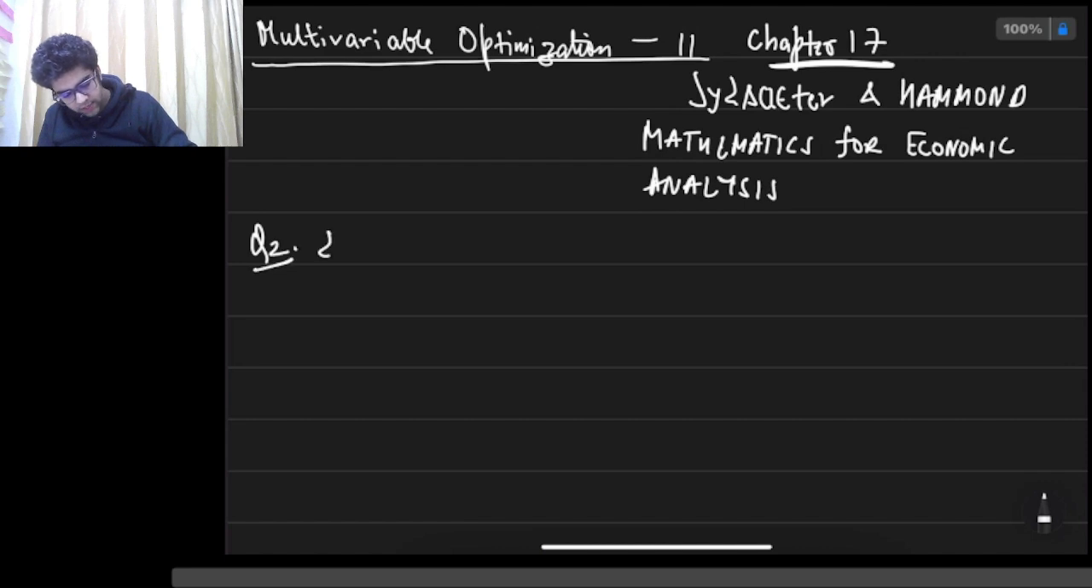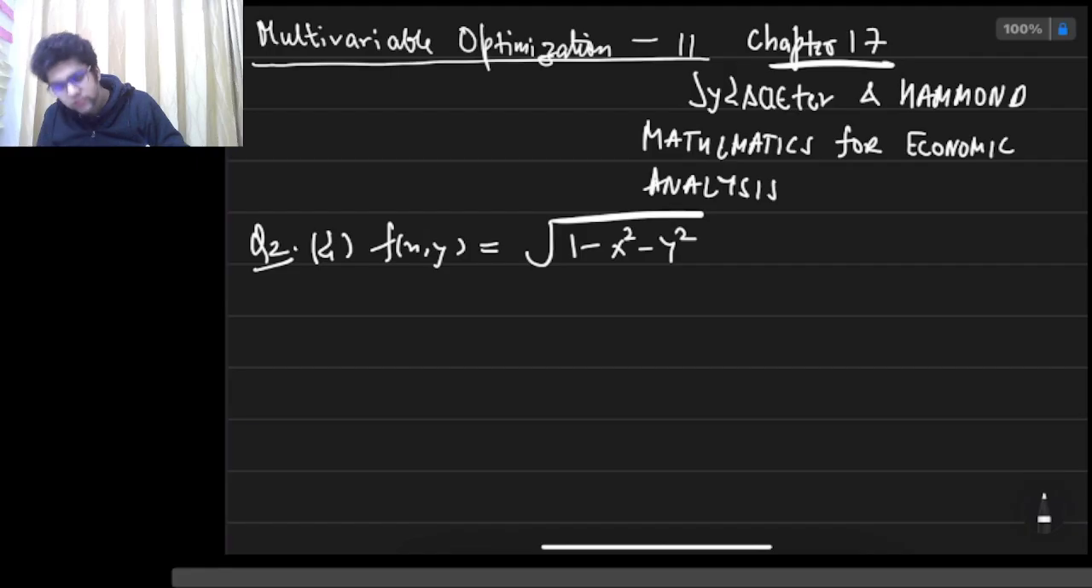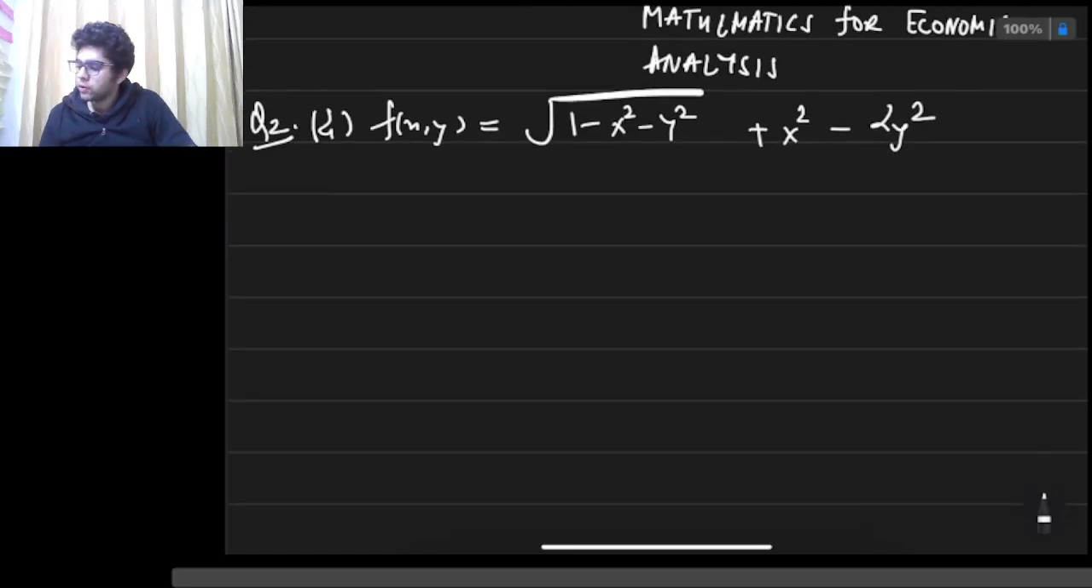Question 2 part D says that f(x, y) equals 1 minus the root of x square minus y square, plus x square minus 2y square, right? And question 2 says, find all the stationary points of the following functions and examine what the second derivative test says about them. So I've discussed this second derivative test in my previous videos. You can go and check that out. I'm not going to explain the second derivative test again, but just for your reference, I'm going to write it again.